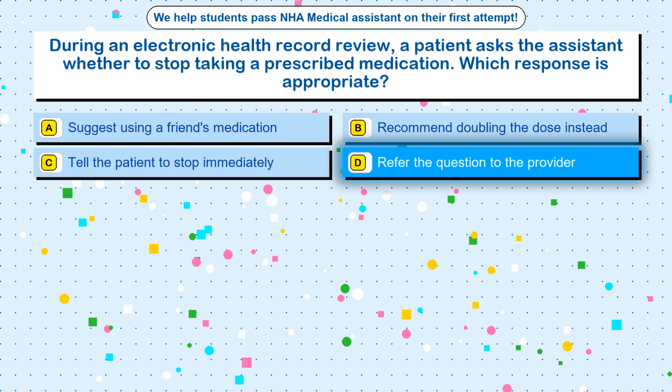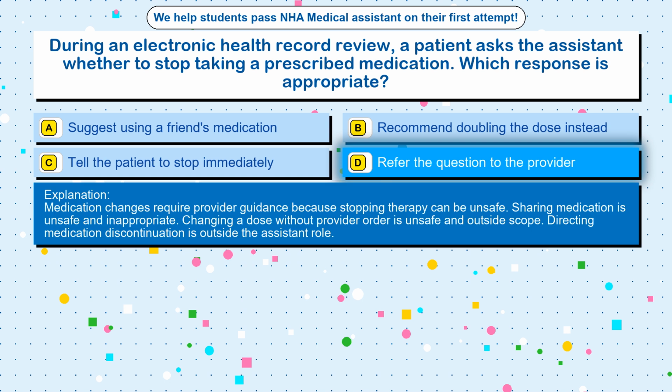Refer the question to the provider. Medication changes require provider guidance because stopping therapy can be unsafe. Sharing medication is unsafe and inappropriate. Changing a dose without provider order is unsafe and outside scope. Directing medication discontinuation is outside the assistant role.